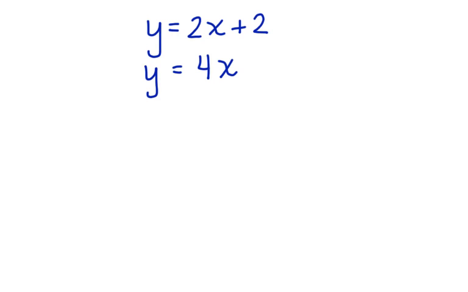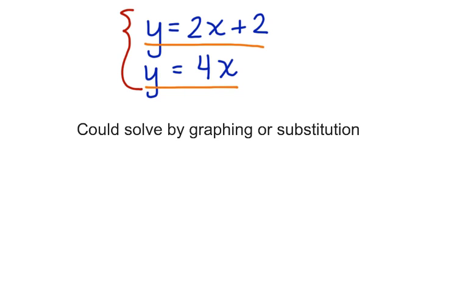Here is a system of linear equations. We have y equals 2x plus 2 and y equals 4x. Now, if we were going to solve this linear system, we could use substitution and we could use graphing, because both of these equations are in slope-intercept form. So either way to solve it would work. Could solve by graphing or substitution.